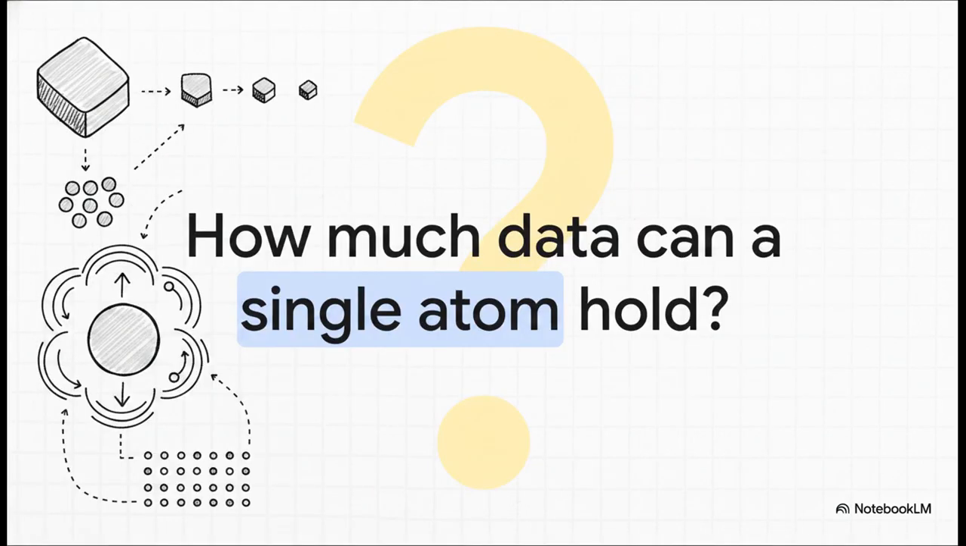Which kind of leaves us with this final provocative thought. As we continue to shrink from chunks of metal down to 8 nanometer grains and eventually to perfectly arranged molecular islands, you really have to wonder, what is the absolute floor? Could we eventually control the magnetic spin of a single atom to hold a 1 or a 0? The physics of data storage are pushing the very boundaries of our universe right now.